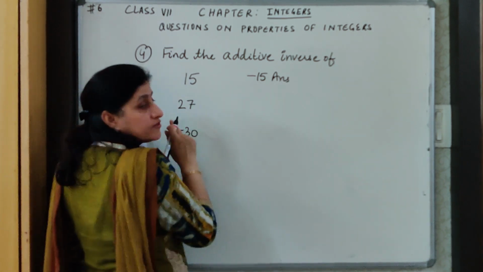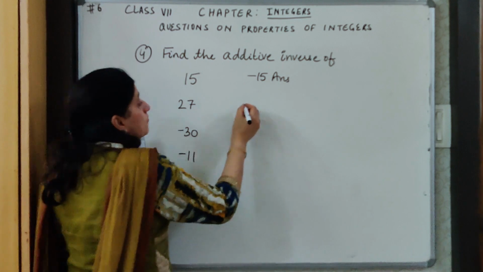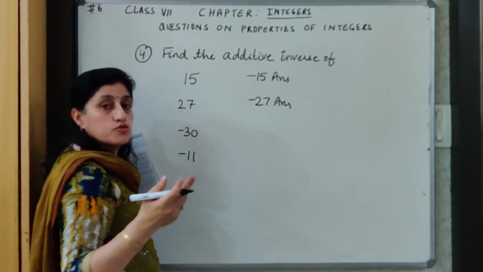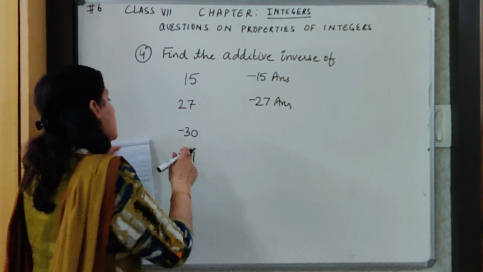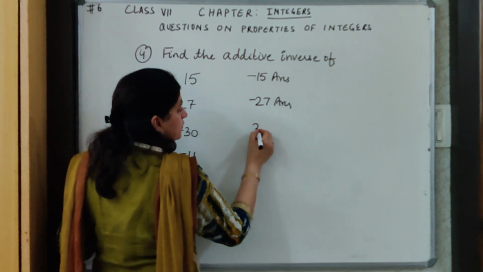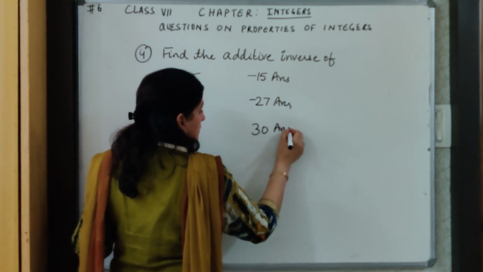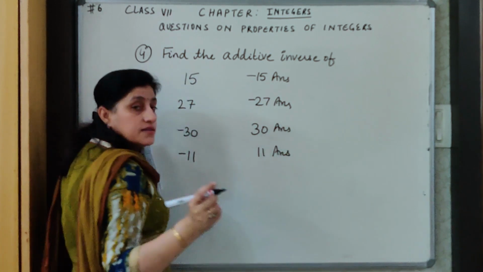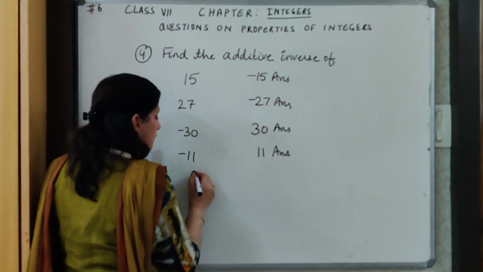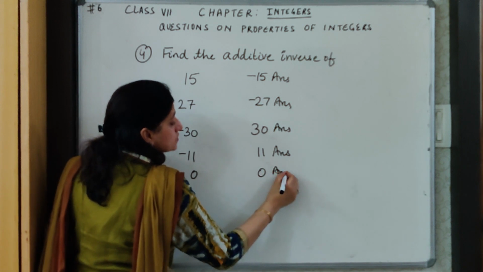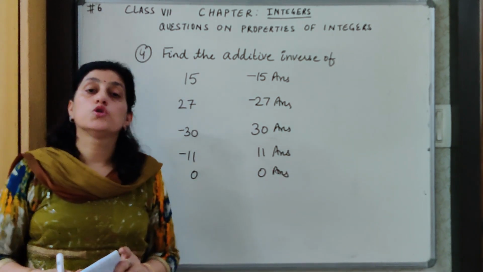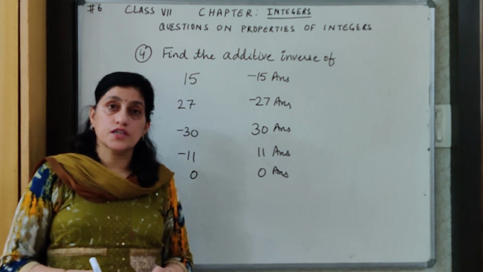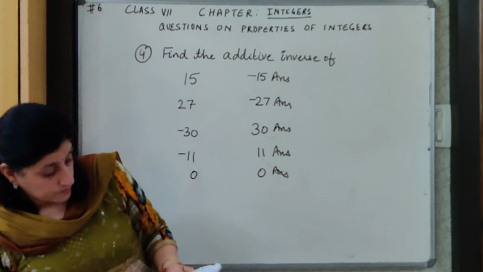So what will be the additive inverse of 27? Minus 27. And when I add these two, answer should be 0 and we are getting 0. Additive inverse of minus 30 will be 30. Additive inverse of minus 11 will be 11. And additive inverse of 0 is 0 because 0 is neither plus nor a negative number. Are the additive inverse clear to you, children? Right.